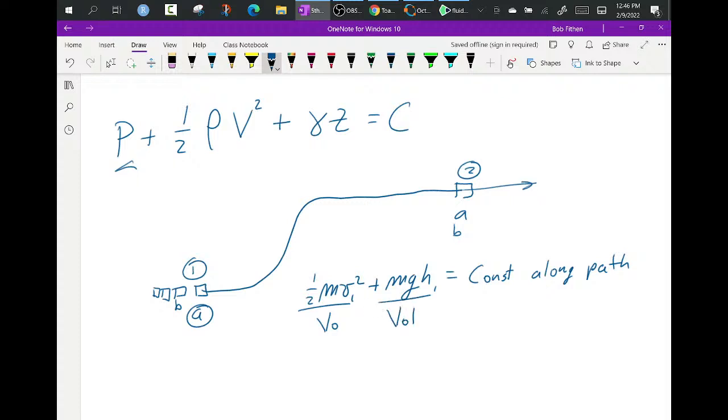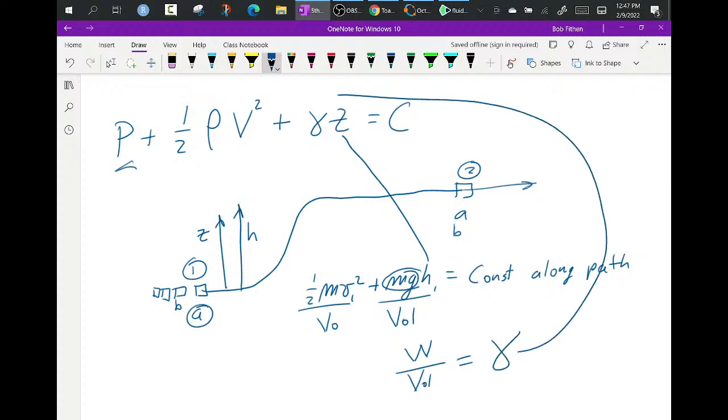Well, now let's look at this and compare H to Z. They're actually the same thing. In the H here, you would have figured out how far I would have climbed a certain distance. Well, what they do here is they say, we're going to call this Z. So what is mg? That's the weight per unit volume. That's actually gamma. So in fact, this is the potential energy per unit volume. This is the kinetic energy per unit volume.